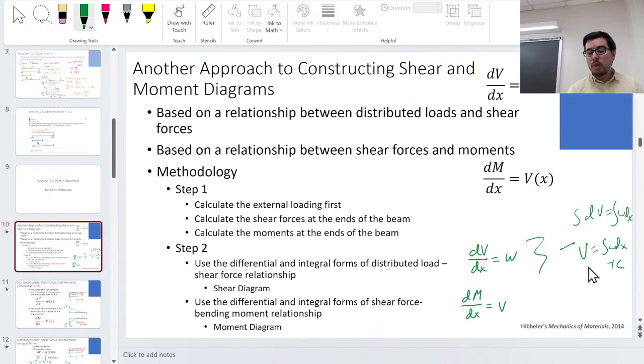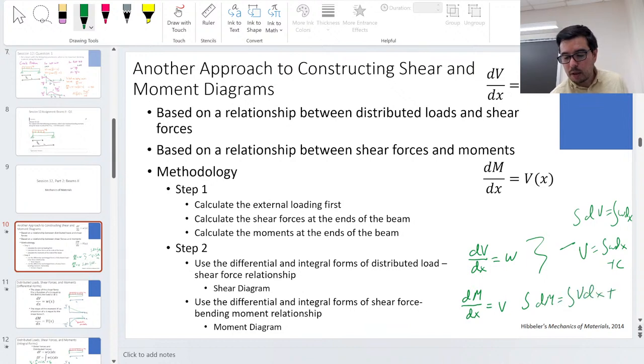Now, similarly, once we've calculated what V is, what the profile of the internal shear force is along the beam, we can also take this expression and do the integral of dM/dx. Actually, sorry, the integral of dM is equal to the integral of V dx, and we'll call that plus C2. When we do this integral, we get M equals the integral of V, plus the C2.